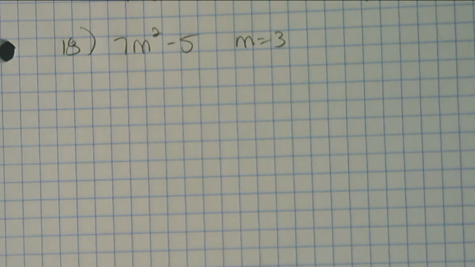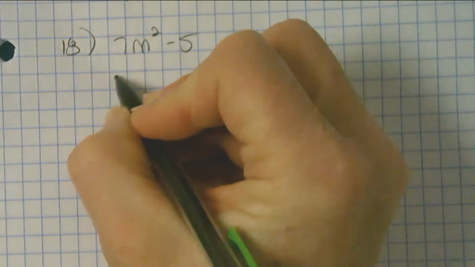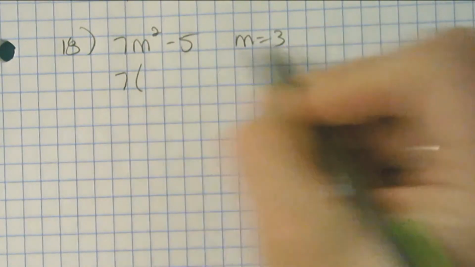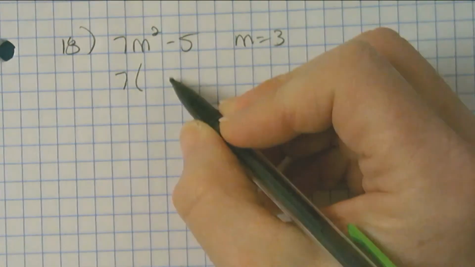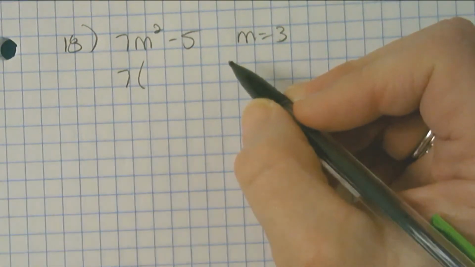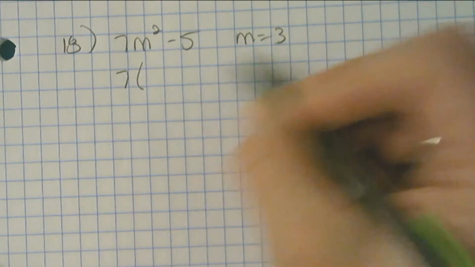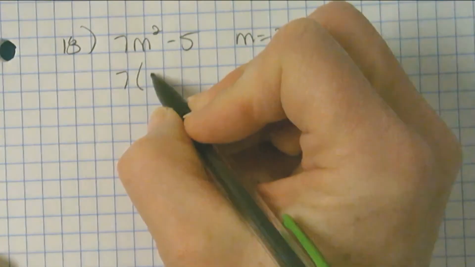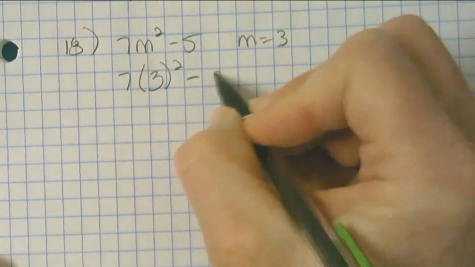You put the number in through the variable and then simplify. So I'm just going to substitute in. Remember, always put the number you're substituting in parentheses, even if it's positive. It helps us make sure that we know what number it is. So this is 7 times (3) squared minus 5.